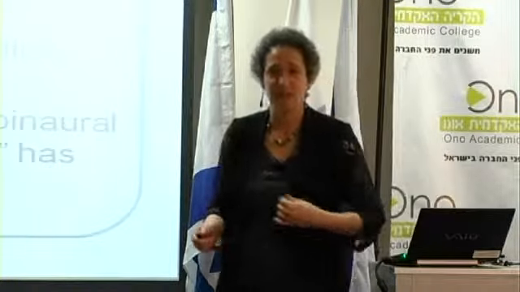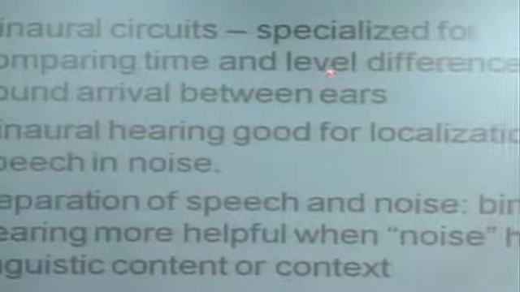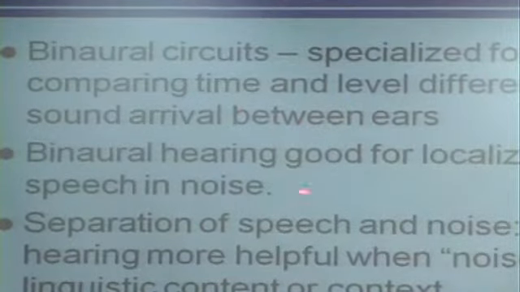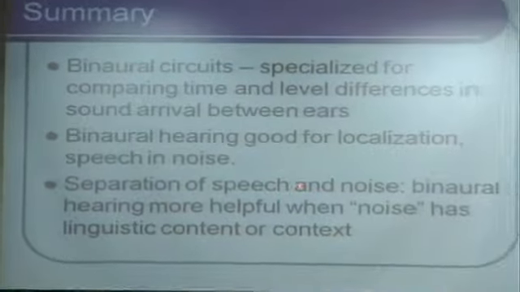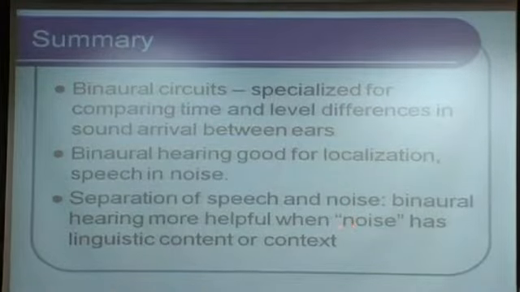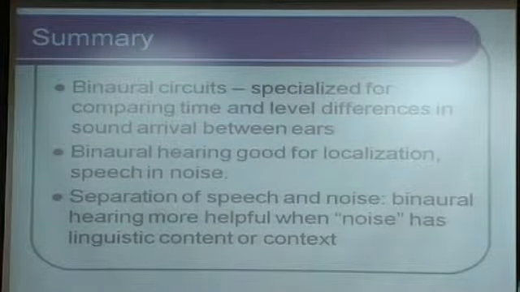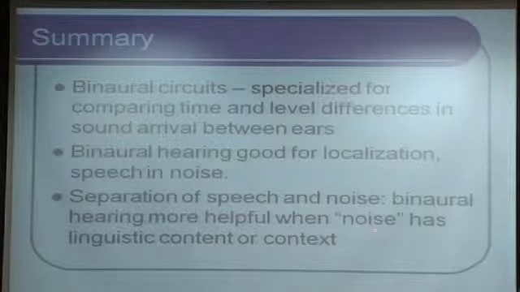So the summary for this part is that we have binaural circuits which are specialized for time and level differences between the ears. This is good for localization, and we also talked about speech and noise. And the separation of speech and noise, especially binaural hearing, is when the noise has linguistic content or context, right? This is not information. You don't hear it because it's backward speech, but you know somebody's talking, and it's the context. It's the context of language.